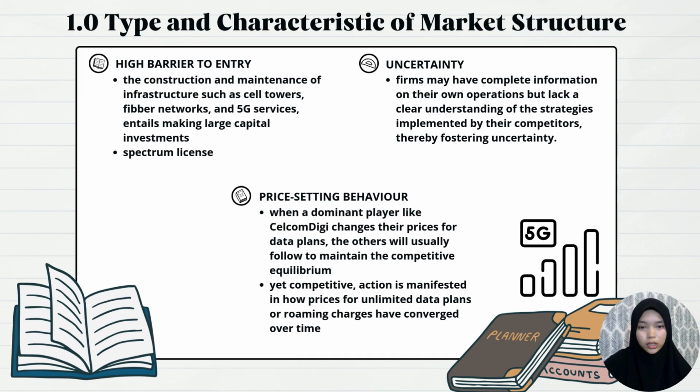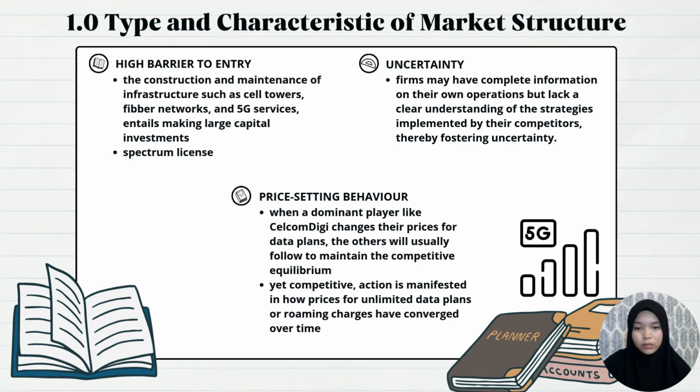Next is uncertainty. Firms may have complete information on their own operations but lack a clear understanding of the strategies implemented by their competitors, thereby fostering uncertainty. To illustrate, there are many times when businesses will seek to estimate the period and amount of investment made towards the deployment of 5G by their competitors as well as any associated marketing campaigns.